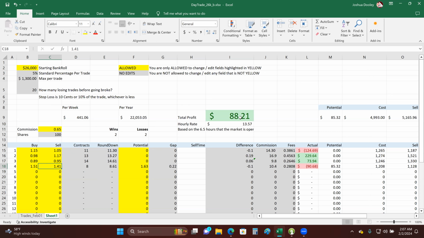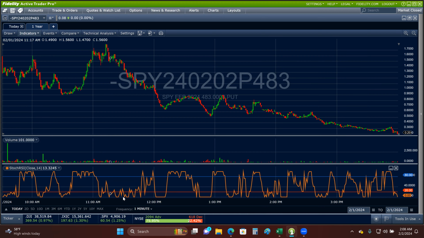It actually went to 1.80. You'd still be up, even though you're taking a loss. You're 2-2 here, 2 wins, 2 losses. You're still up 88 bucks for the day. This kind of just bounces up, high, low, high, low. It comes all the way up here, hits 100%, comes back down, doesn't hit 0, so I'm not taking that trade. Comes back up, hits 100, comes here, hits 0 right about there.